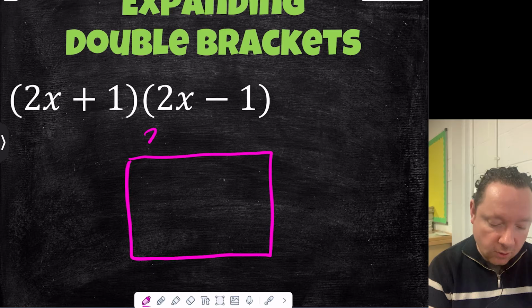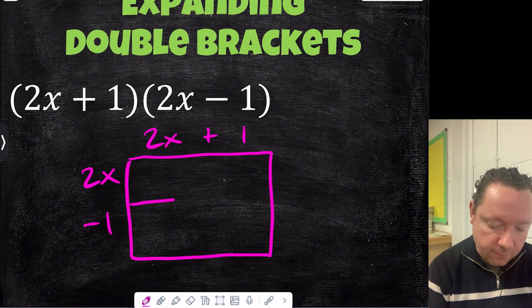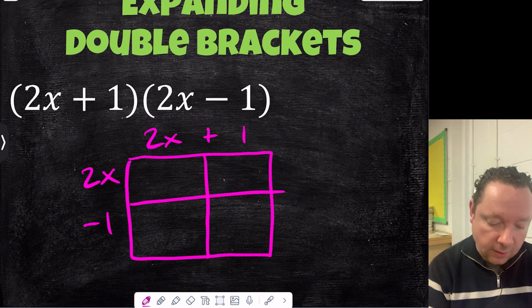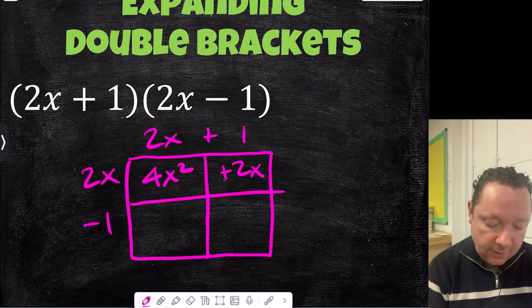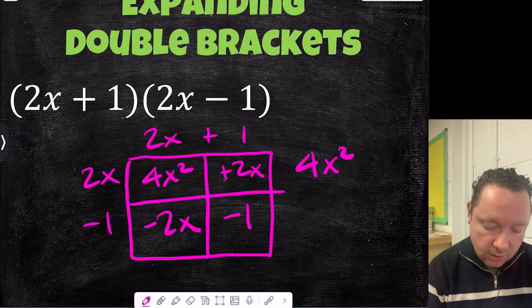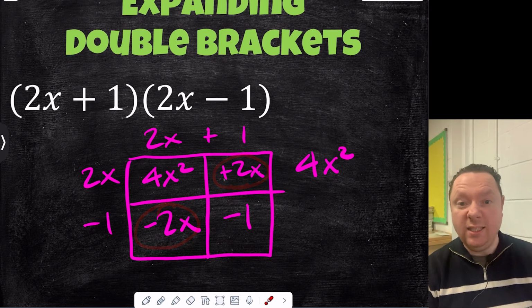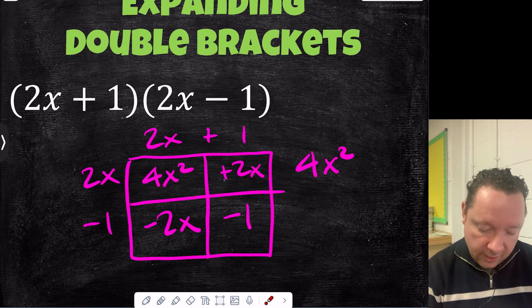You get 2x plus 1 on one side and 2x minus 1 on the other side. 2 times 2 is 4x squared. 2x times 1 is plus 2x. 2x times minus 1 is minus 2x. And minus 1 times 1 is minus 1. So our answer outside the box is 4x squared. 2x minus 2x is 0. So I've got no x's to write, and then I've just got minus 1 in the end.